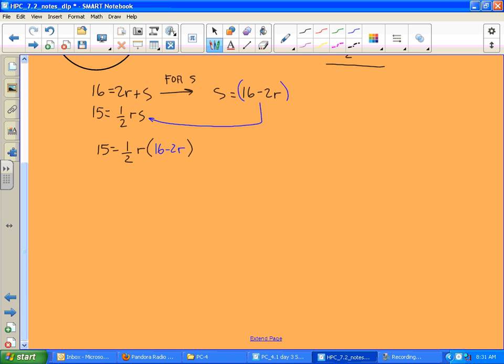And now we can go ahead and multiply by 2. We get 30 is equal to 16R minus 2R squared if we distribute everything. So I like to make my leading terms positive. So I'd have 2R squared minus 16R plus 30 is equal to 0. We can pull out a 2. We get R squared minus 8R plus 15 is equal to 0.